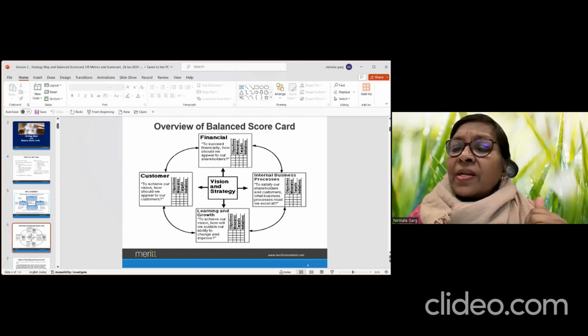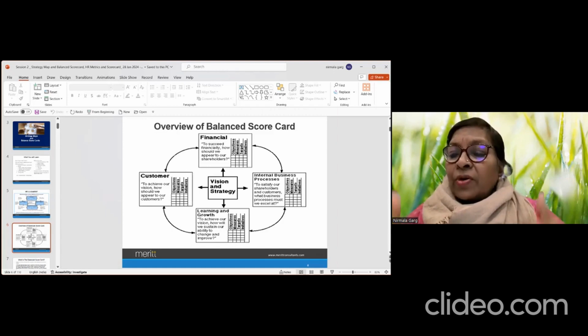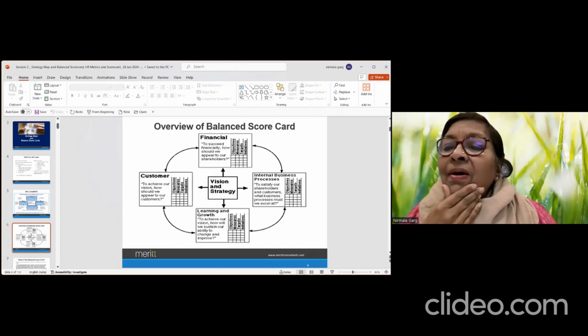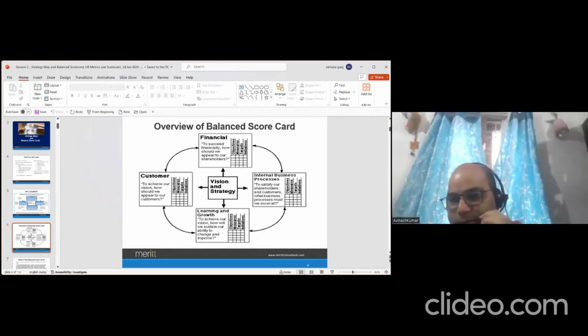Avinash, are you familiar with balanced scorecard? Just to get a feeling so that I can go deeper then. Avinash, are you familiar? Yes, ma'am. I know the balanced scorecard, what it is, and why we are implementing it in the company.